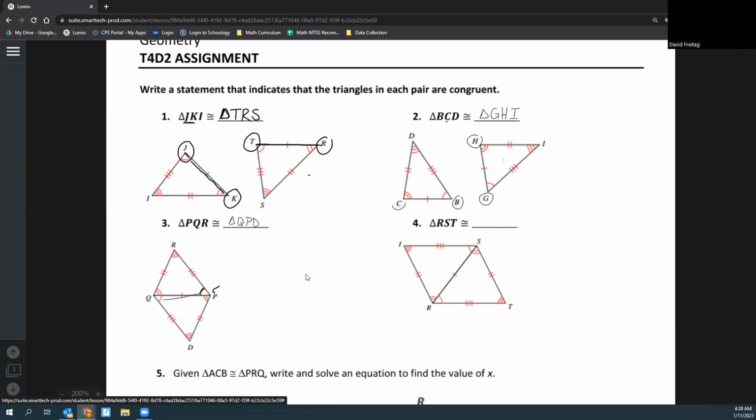Try number 4 yourself. Same thing. S, double arc, R, T. So you have to pay attention to that kind of stuff, seeing where those pieces come in.